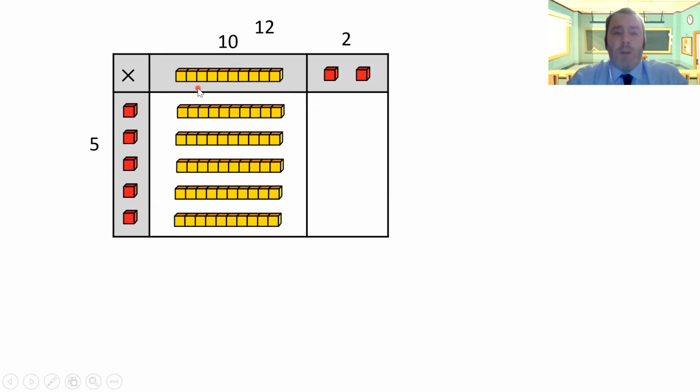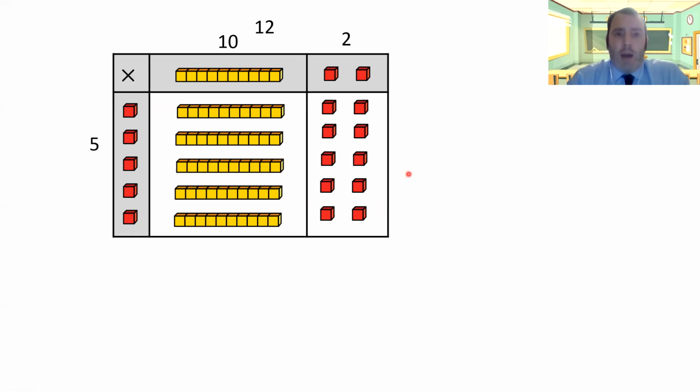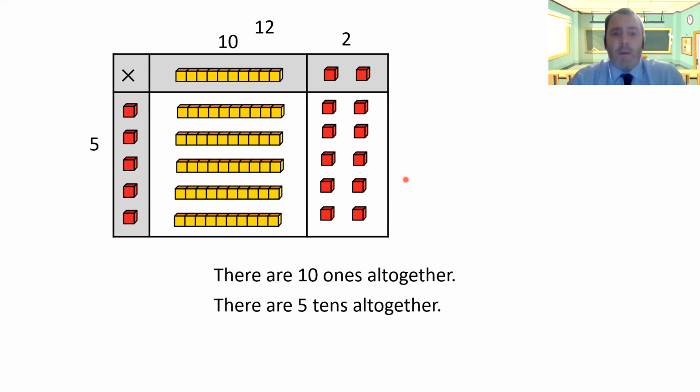My second step is to do 5 lots of 2. So each row here is going to have 2 blocks put into it to represent the 2 units on each row. There we go. There's our units. Now I need to count them up. So there are 10 ones altogether, and there are 5 tens altogether.